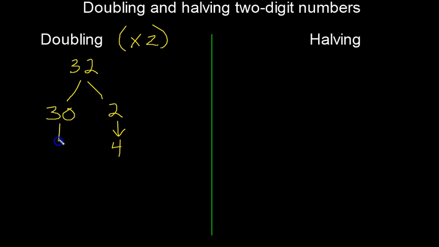And this 30, you can look at it as 30 plus 30 will give you 60, or you can look at it as 30 times 2, but that's going to give you 60. 60 plus 4 gives you 64.